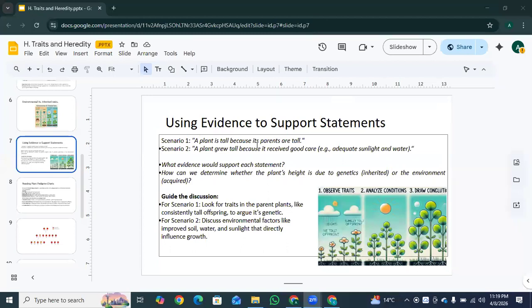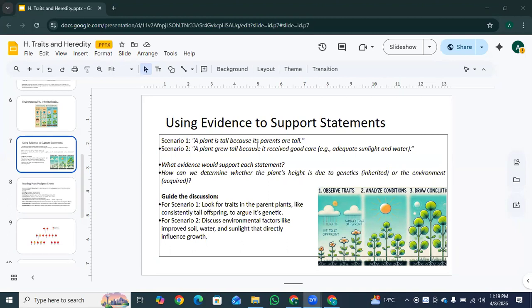Okay, here we have two scenarios, and you have to tell me what evidence would support each statement and how can we determine whether the plant's height is due to genetics or the environment. So this slide basically explains how to use evidence or proof to figure out why a plant grew a certain way. It compares two different reasons for a plant being tall.